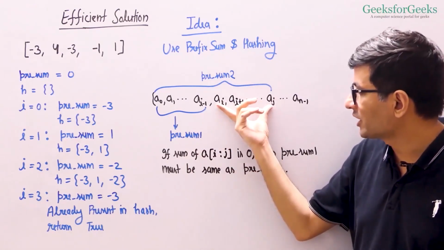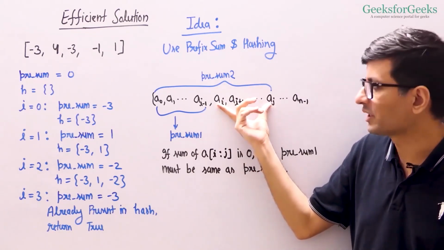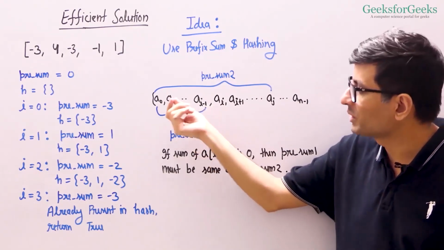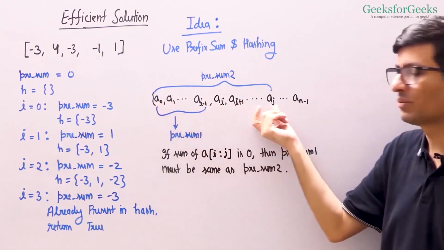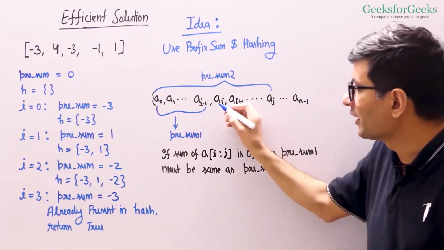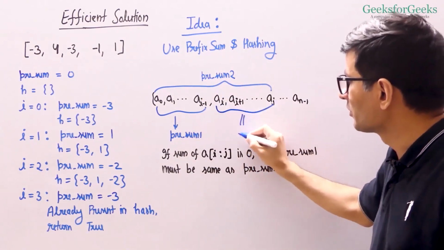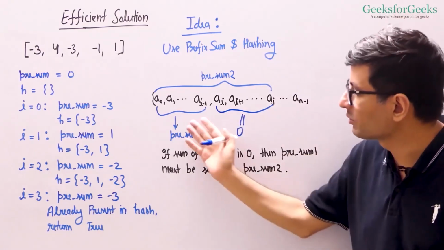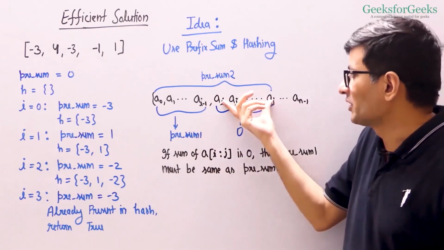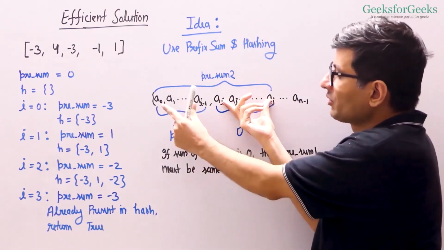And if this subarray has sum 0, then the prefix sum from a0 to ai minus 1 should be the same as from a0 to aj. This prefix sum should be equal to this prefix sum if this subarray has sum 0, right? If that is the case, then these two prefix sums must be the same. Why? Because this sum is 0 and you are adding 0 to the sum, right?